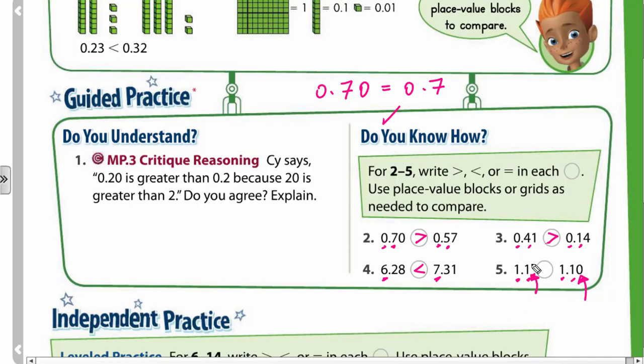So it is 0. You remember? We said that. Like this one in the top, 0.7 is the same like 0.70. Okay, so the hundredth is also the same. So the answer is equal. Yes. Thank you, Ibrahim. Great work.